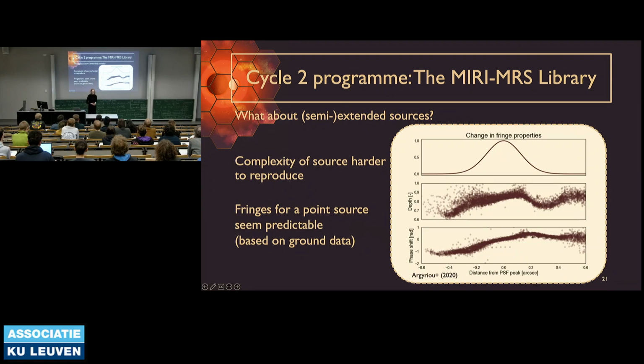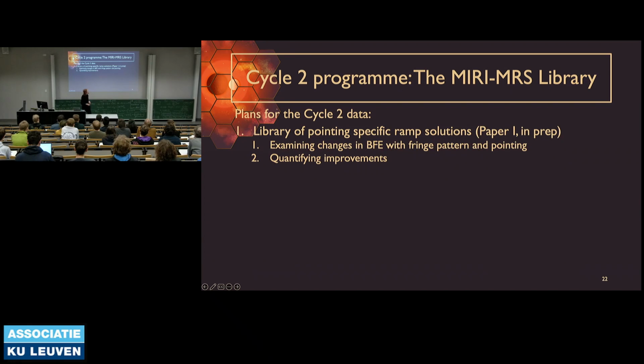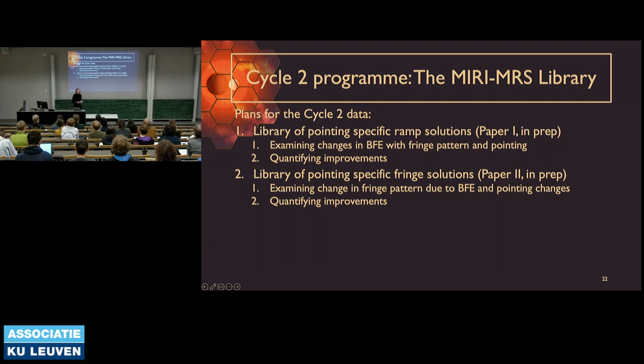Okay. So this brings me to the full plans of the cycle 2 data, because we've only had it for a couple of weeks. We have multiple plans with this. So it's not just the fringe corrections, although that's one of them, and the ramp corrections. Firstly, we want to create a library of pointing-specific ramp solutions, as I said. Secondly, we want to create a library of these fringe corrections. With this also photometric calibration.